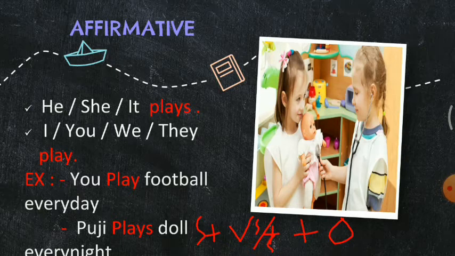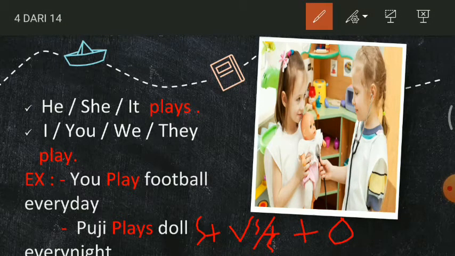When the subject is he, she, or it, you have to use the s. When the subject is I, you, we, or they, you don't have to use the s. Okay? An example: you play football every day. You means no need for s or es on the verb.